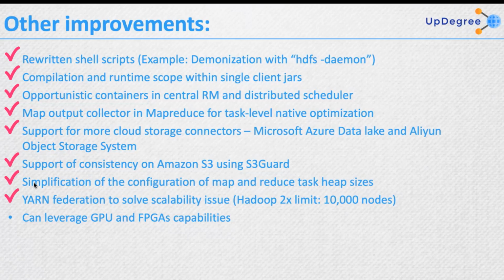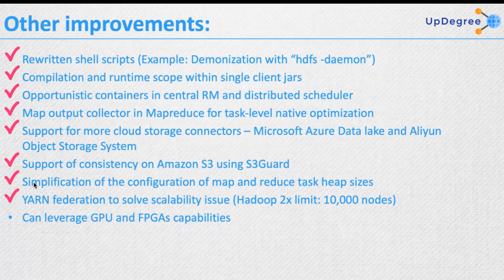YARN federation to solve the scalability issue. As we have already seen in the previous videos, Hadoop 1x could support a cluster of 4096 nodes, and Hadoop 2x supported 10,000 nodes, but with 3x there is no limitation for now. Why? Because YARN has become a federated cluster. What is a federated cluster? You can create subclusters within your large cluster, and YARN is going to manage them.